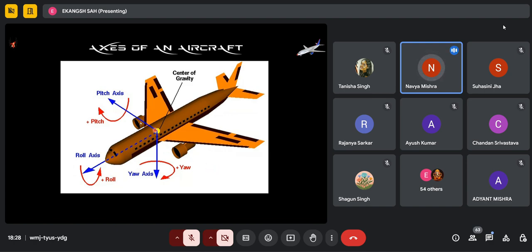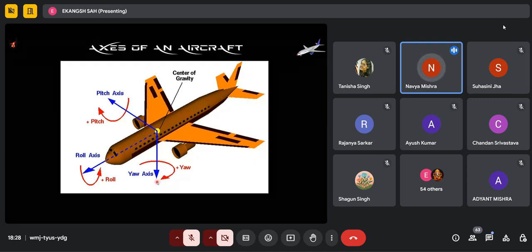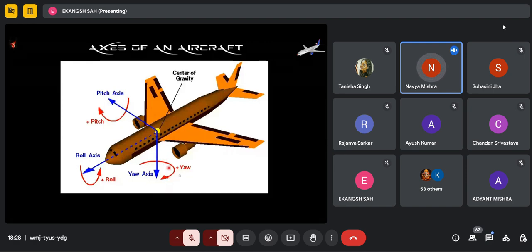The other one is the lateral axis. It extends from one wing tip to the other, and it is responsible for the pitch motion of an aircraft. The third axis is the vertical axis. It runs vertically through the center of gravity of the plane, and yaw motion is possible around this axis. So there are three types of motion: rolling motion, pitch motion, and yaw motion.